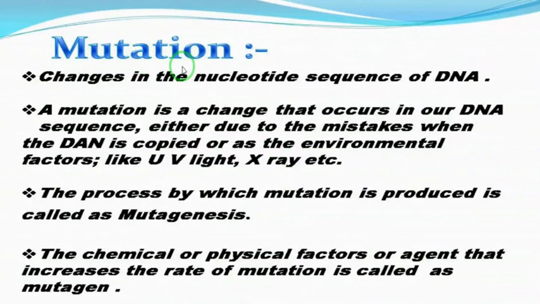Mutation. The term mutation was introduced by Hugo de Vries in 1901. First let's see what mutation is: a change in the nucleotide sequence of the DNA. Mutation is an inheritable sudden change in the genetic material or DNA of an organism. It occurs either due to mistakes when the DNA is copied, or due to environmental factors like UV light, X-ray, etc.